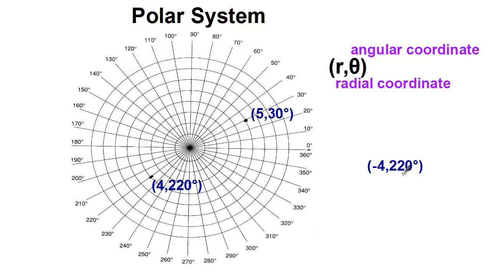-4, 220 degrees, we would go to this 4, 220, but then go in the opposite direction. So we'd go 1, 2, 3, 4, and along the line, 180 degrees from it. So negative would wind up going in the opposite direction at the same angle. -4, 220 degrees would be right there. So that's how points are plotted in the polar system. R tells us the radius, the distance from the origin or pole, and theta tells us the angle that it makes.